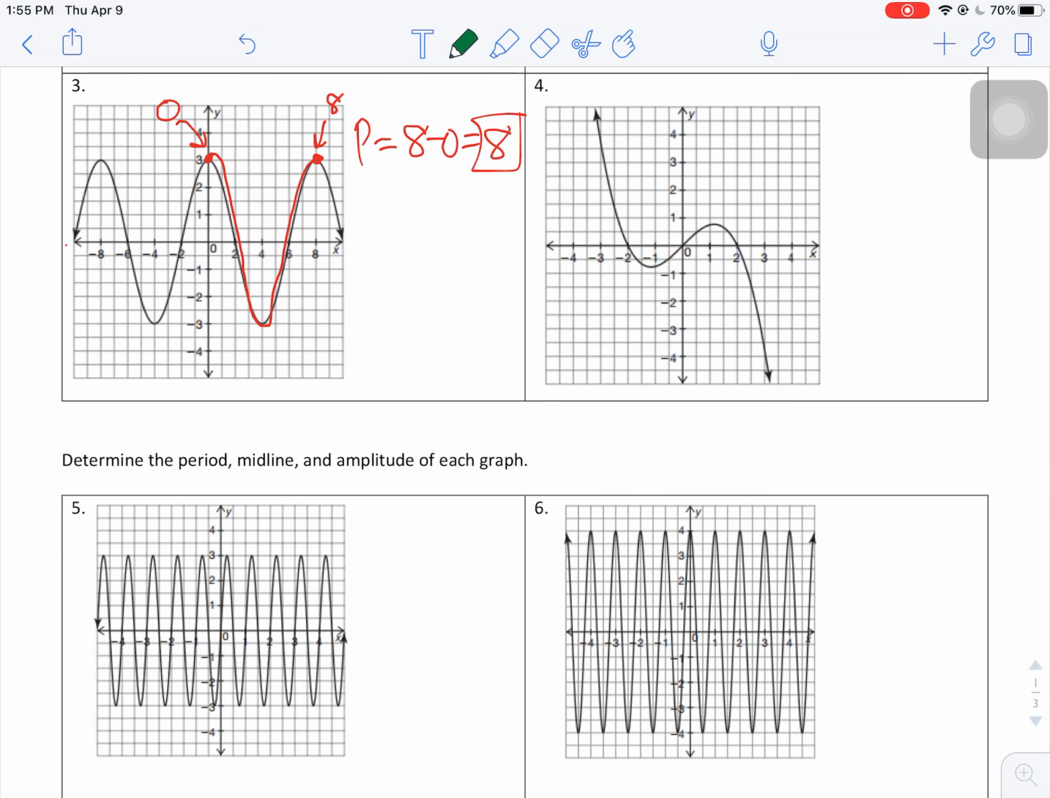The maximum is just your highest y value. So that looks like 3. And then your minimum is just your lowest y value. So that looks like -3.